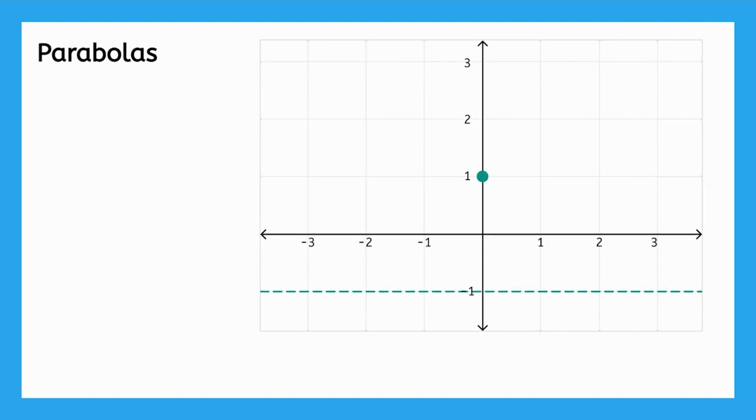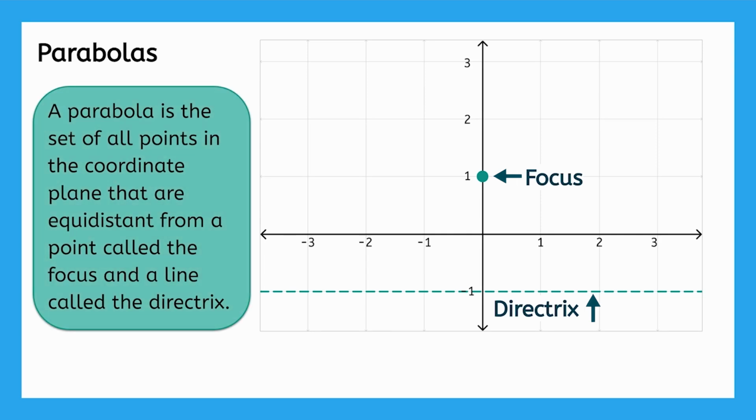Just as circles are defined as the set of all points that are equidistant from the circle's center, parabolas also have a formal definition. Let's begin here. We have a point and a horizontal line on the coordinate plane. In the context of parabolas, the point is called the focus, and the line is the directrix. A parabola is the set of all points in the coordinate plane that are equidistant from the focus and the directrix. Think about what this definition means as you fill in the vocabulary blanks in your guided notes.